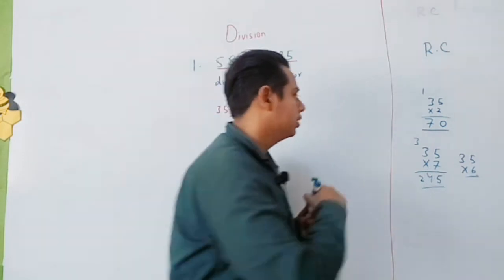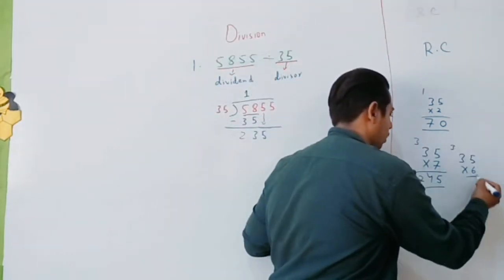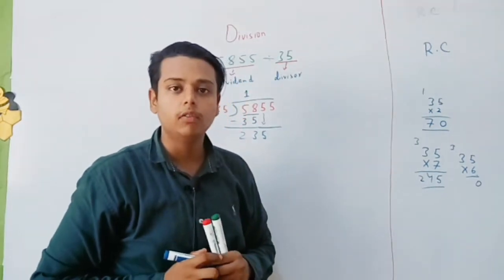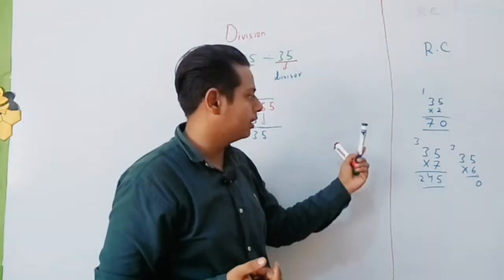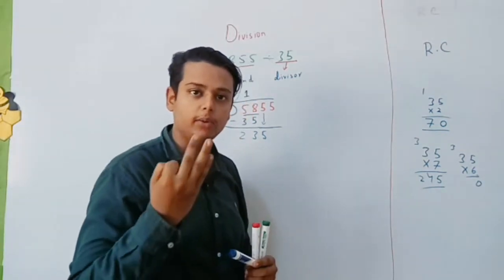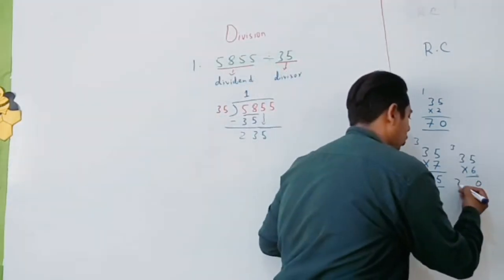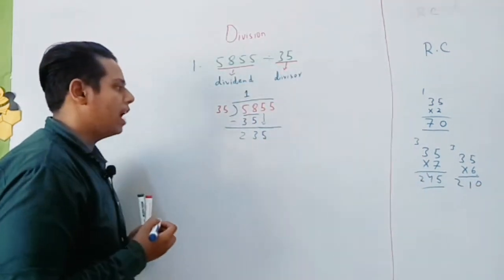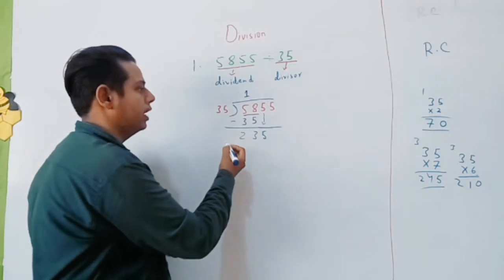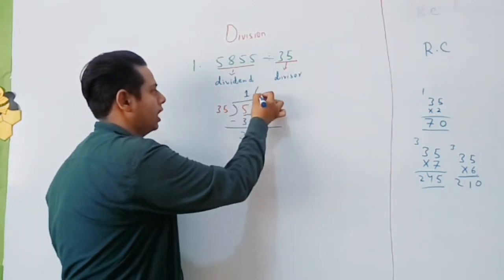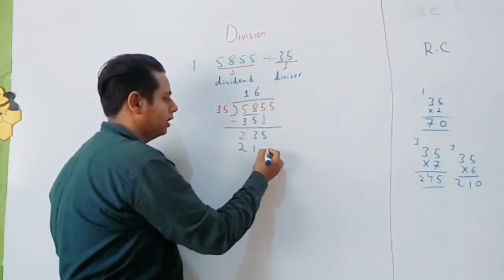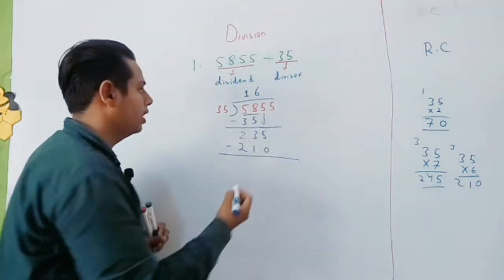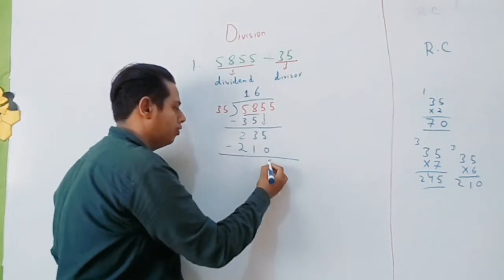6 5 जा 30, fine, and 3 6 जा, what will be? 3 6 जा 18, 18 plus 3 is 21. So what is coming over there? 210. So I will use 210 over here. 35 6 जा 210. Now I just need to subtract. अब मुझे क्या करना पड़ेगा? Simply subtract करना पड़ेगा. 5 minus 0, 5 will be remaining.